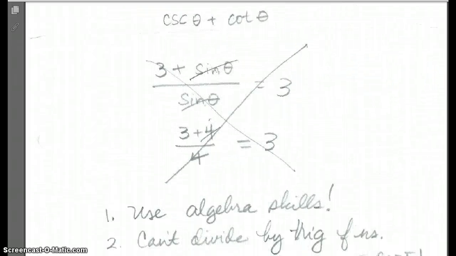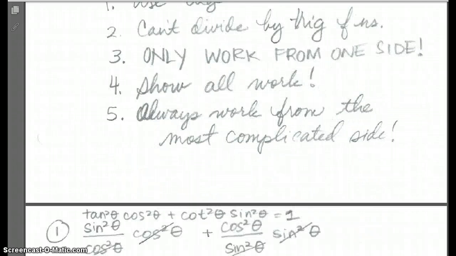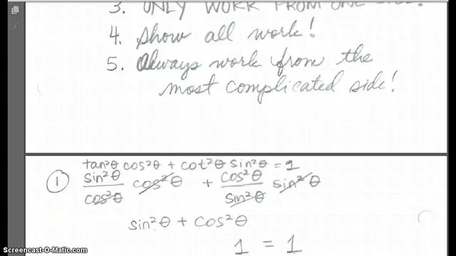Again, these 5 tips are going to help you. I would say the best one is being able to only work from one side. If you work from both sides and you try to get them to the point where they're equal, you're going to find that you struggle with this more than you need to. And as you move through more math, that technique of being able to work from one side for proofs is really going to be helpful.